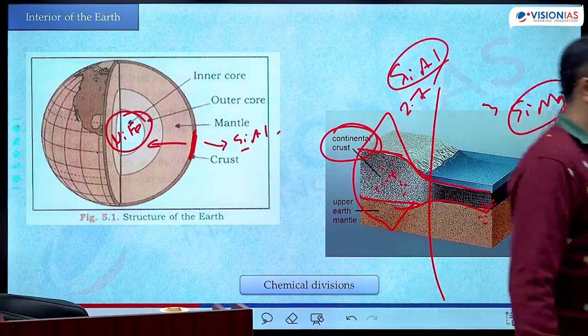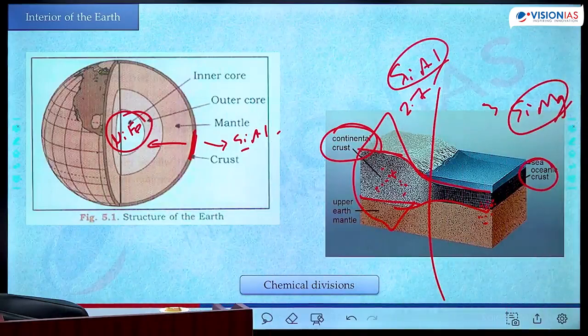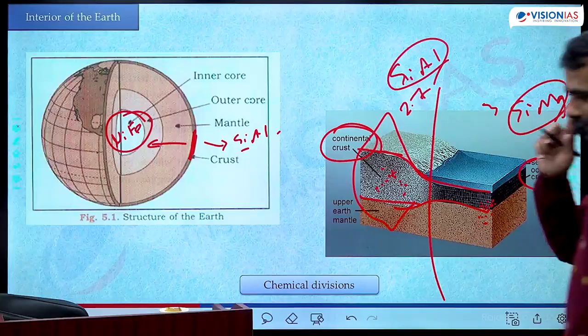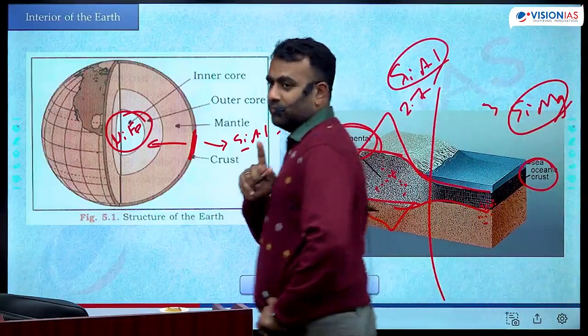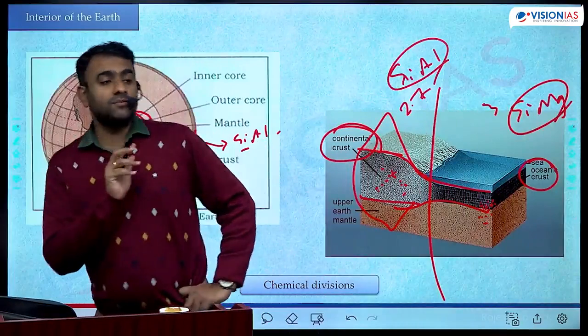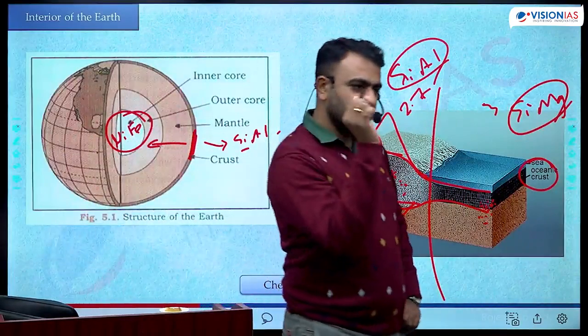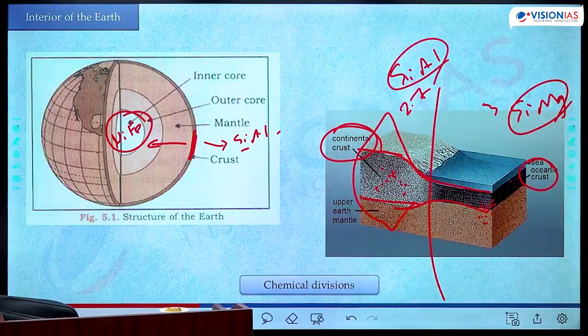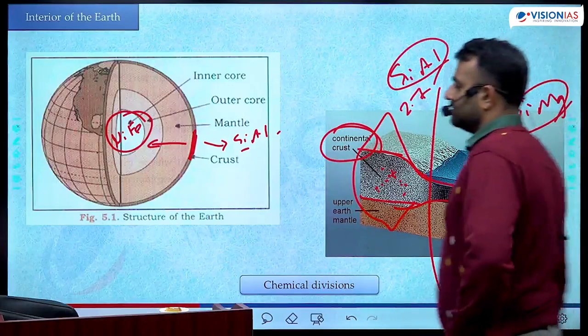So overall: upper mantle, lower mantle. The mantle is the largest by volume. 83% of the Earth is mantle only. Largest by volume. So mantle is the main part. Crust is very light. Like the shell on top of an egg, it is even lighter than that. The crust is very thin.